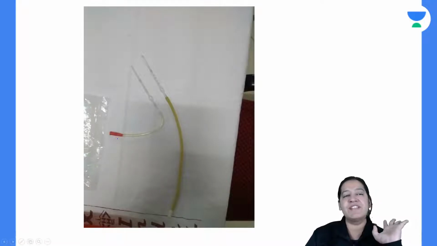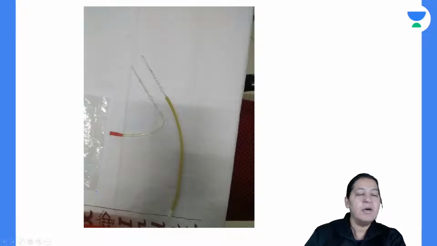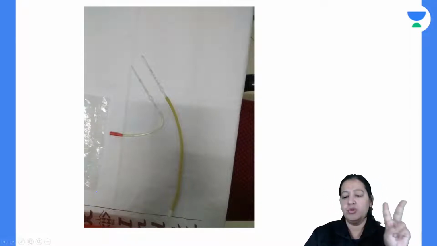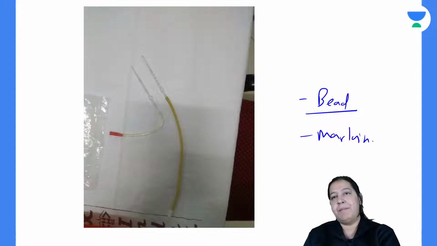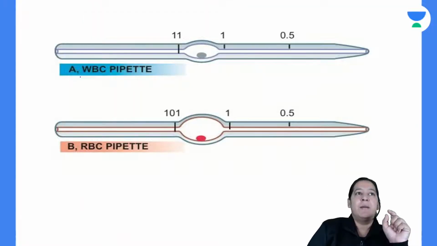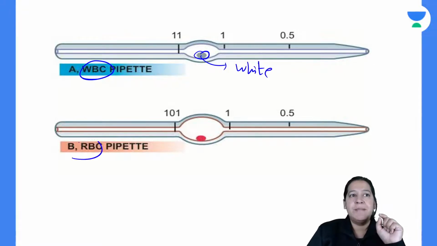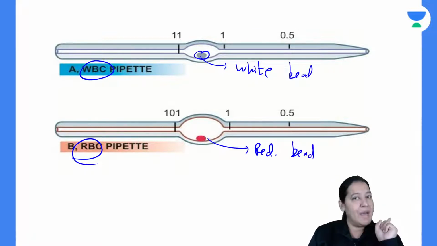How will you identify which is RBC pipette and which is WBC? Yashwant, Shrit, how will you identify which pipette it is? So looking at two things. Number one, bead. You have a bead inside the pipette and you have a marking. Look at two things, bead and marking. So you can see this is WBC pipette, have white color bead inside, and RBC pipette have red color bead. So see the color of the bead to identify the pipette, number one.